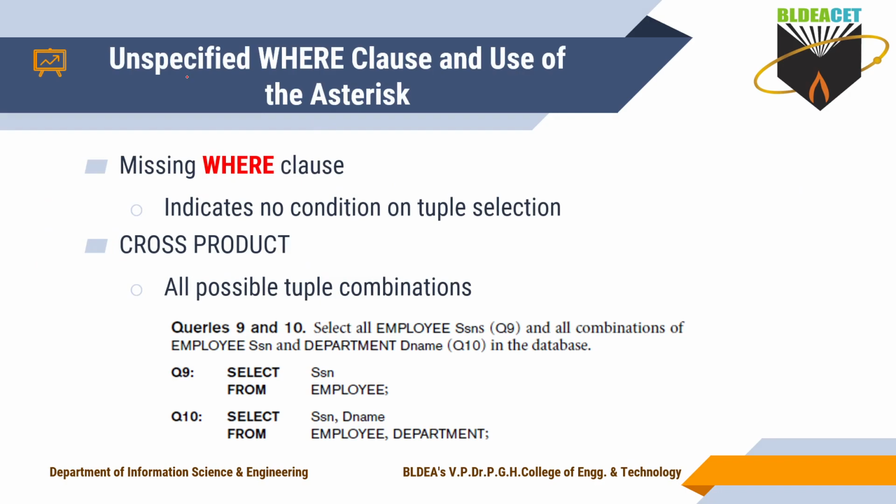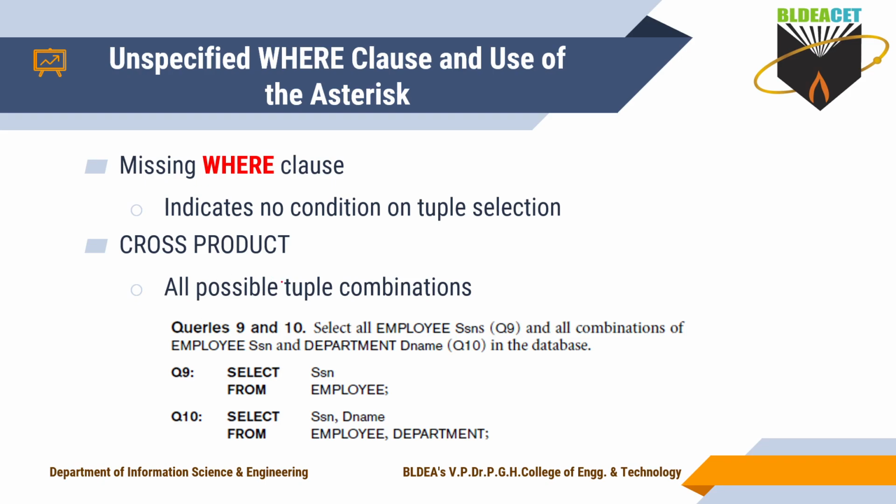Next, as you know, in the select statement you have three clauses. What are those? Select, from and where. The where clause is used for which purpose? To specify the condition. If you omit the where clause, it indicates no condition on tuple selection. You don't want to specify any condition for your query, you want to retrieve the information without any condition. Yes, then you can use only the select and the from clause.